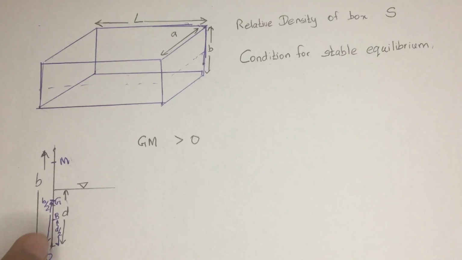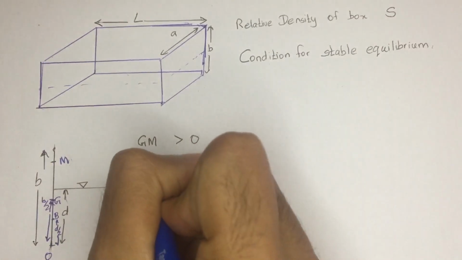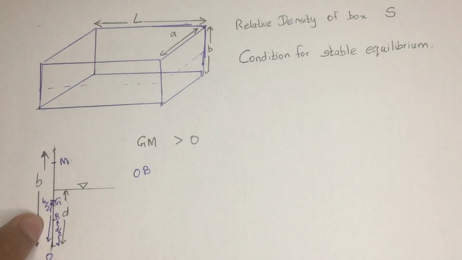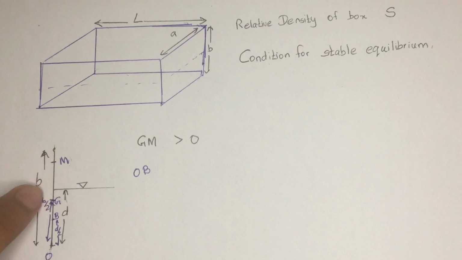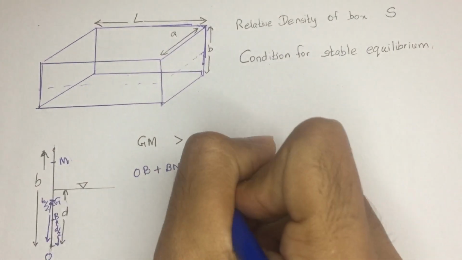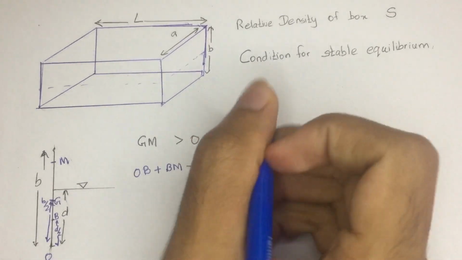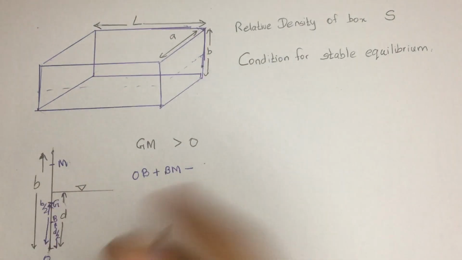We knew OG, which is B/2, and OB, which is D/2. Now we can directly write it like this: GM would be equal to OB plus BM minus OG. If we consider that, it's going to return the value of GM. Actually, you can directly use this equation. It's a similar type of equation you are going to use in several questions. So it's OB plus BM minus OG.